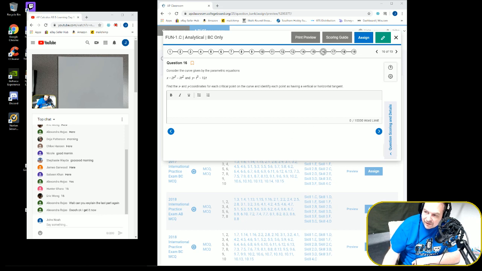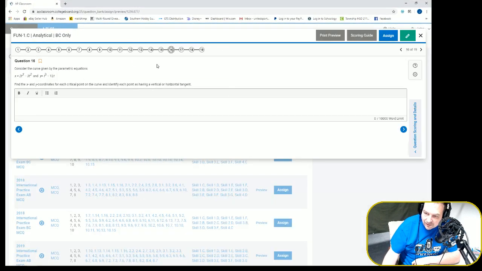16 is a parametric. See how it says on 16? Let me put it up here. 16 says the parametric equation. Let me enlarge it. Can you see that? You don't have to do a parametric equation. So basically this is in terms of x and this is in terms of y and t, and that's not there. So I should not have assigned 16. I should take that off.